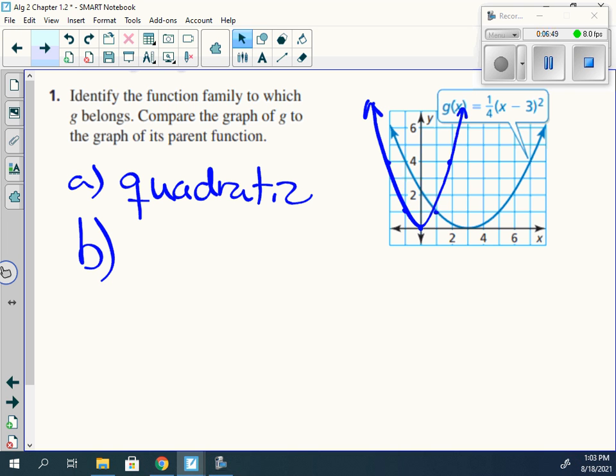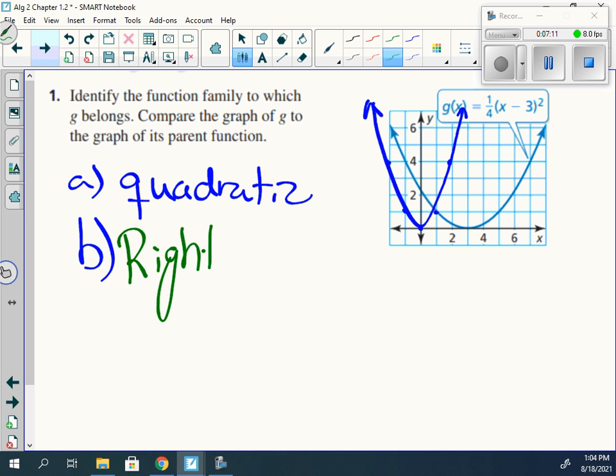So the graph I just drew is the parent function of the quadratic function. Now, the one I just drew, so how does it change from that one to the one we were given? It goes to the right. And what else?